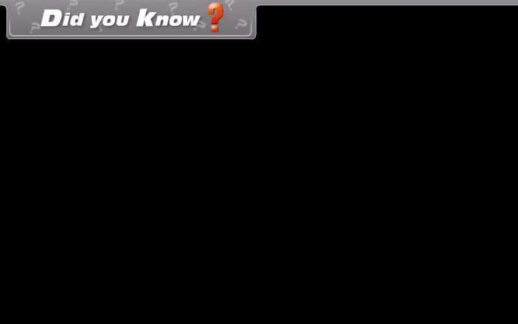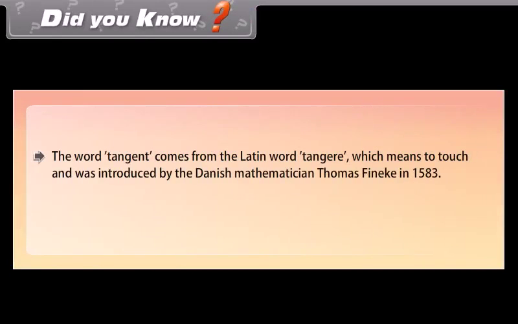Did you know? The word tangent comes from the Latin word tanger, which means to touch, and was introduced by the Danish mathematician Thomas Fincke in 1583.